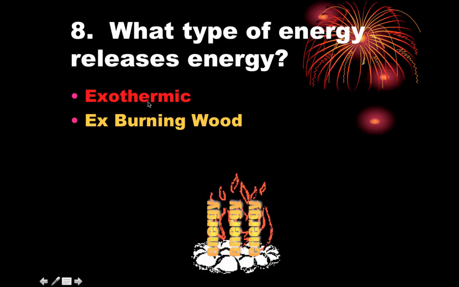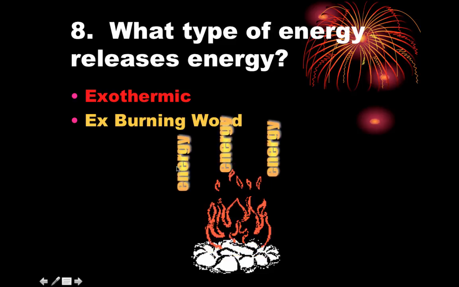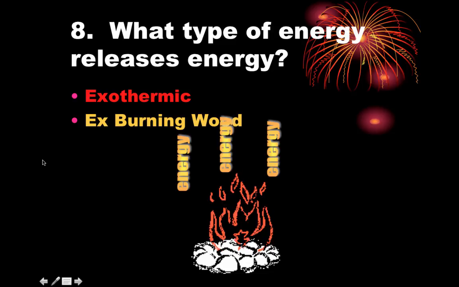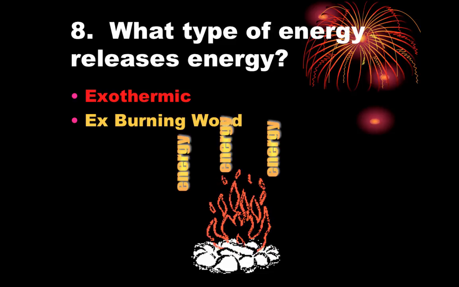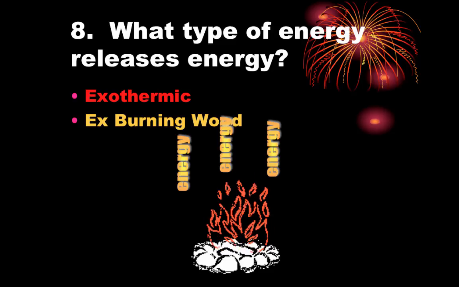When the energy is released, we call that exothermic, because exo means out and thermic means heat. So the heat is going out of the chemical reaction, and so the energy is going to be released. It's going to be exited out, and that's going to feel hot to the touch because all the energy is being released.